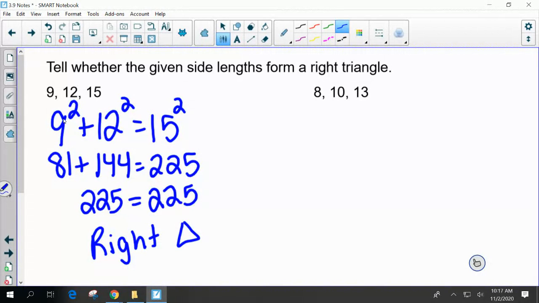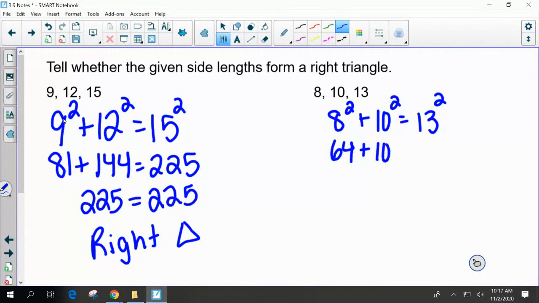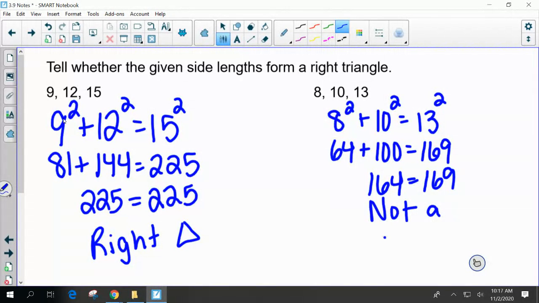And then on the next one, you have 8 squared plus 10 squared equals 13 squared. So 64 plus 100 equals 169. So 164 equals 169. Not true. So this is not a right triangle.